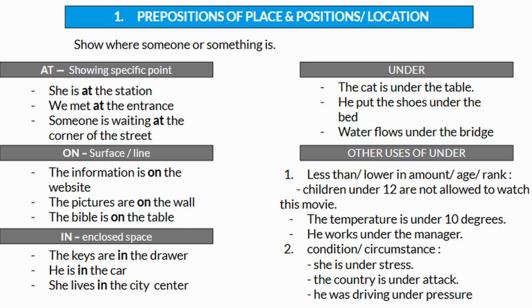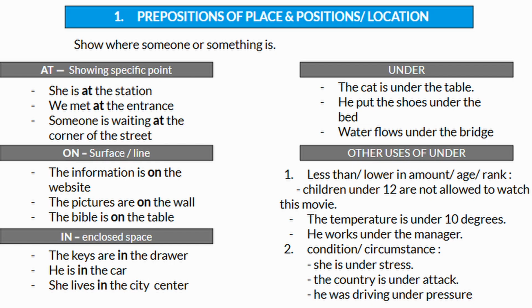And we also use on when something is touching the surface of another, like the pictures are on the wall. Again, the pictures are on the wall. You understand that the pictures are touching the surface of the wall. The Bible is on the table. It is on because it touches the surface of the table.